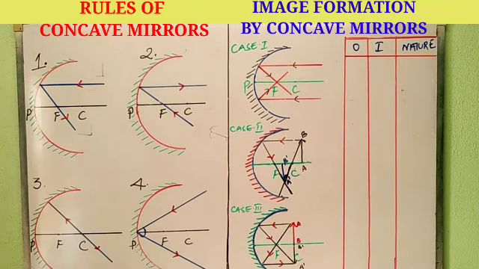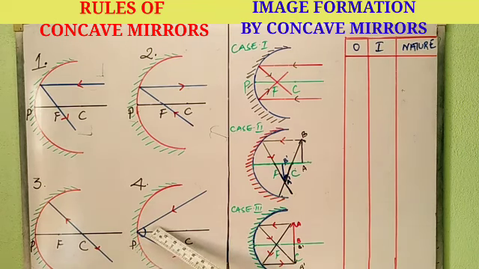Now coming to the third rule, if there is a light ray passing through the center of curvature, it rebounces back. That means if the light ray is going like this, it comes back again along the same path by which it has gone. So it rebounces back. That is rule number 3. And rule number 4 is, if the incident ray makes a certain angle at the pole, it reflects back with the same angle. That means the angle of incidence is equal to the angle of reflection.